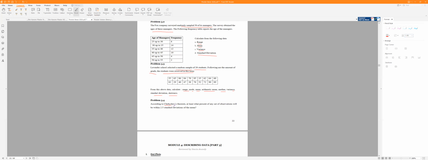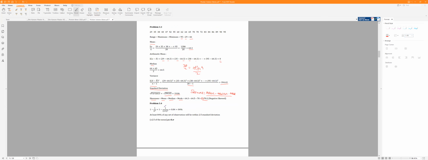By using Chebyshev's theorem, at least what percent of any observations will be within 2.5 SDs of the mean? All right, so this should be easy. The formula of Chebyshev's is this: 1 minus 1 divided by k square. It's not k2, my bad. I forgot before. It's k square.